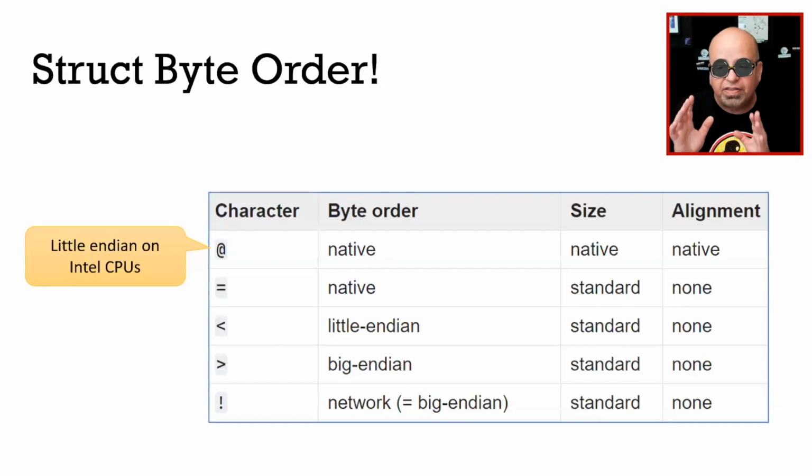Well, what about this less than, greater than thing? This part of the packing operation is about the order of the bytes as they are packed into the buffer. If we use the character at, it will be the native order of the processor that it's running on. That would be little endian on Intel CPUs. If we use equals, it means the same thing. Or we can explicitly use less than or greater than to be little endian or big endian, depending on what byte order we are searching for. And then there's also an exclamation point, which is really just an alias for big endian. It means network byte order, and network byte order has always been defined as big endian.